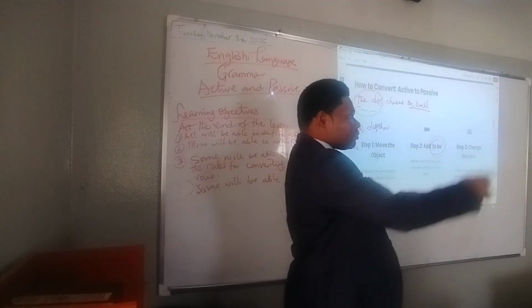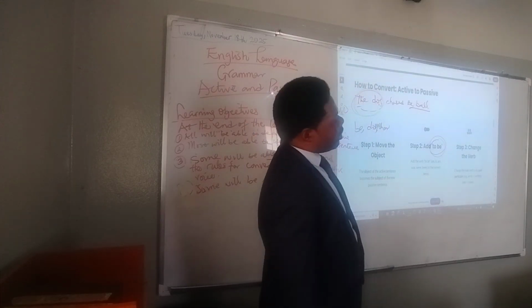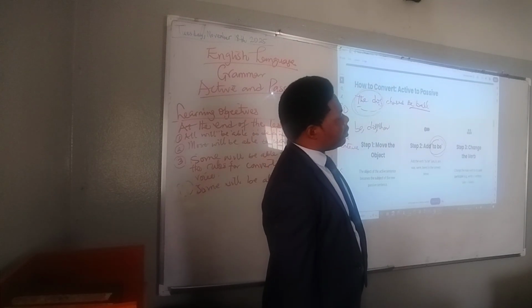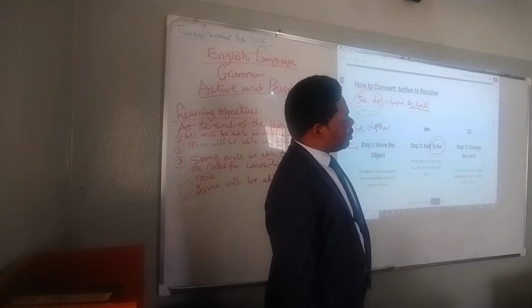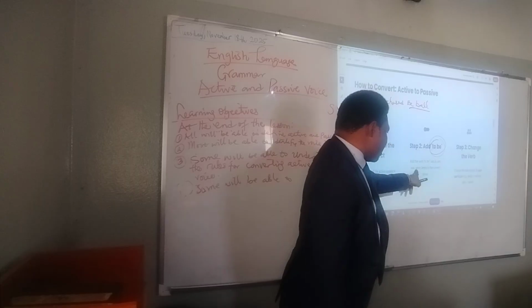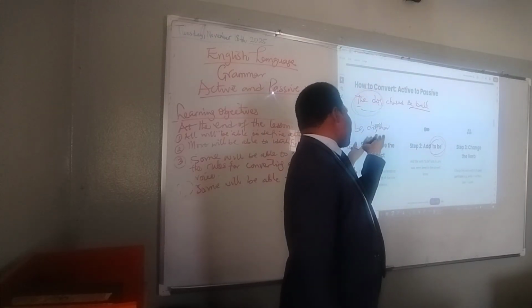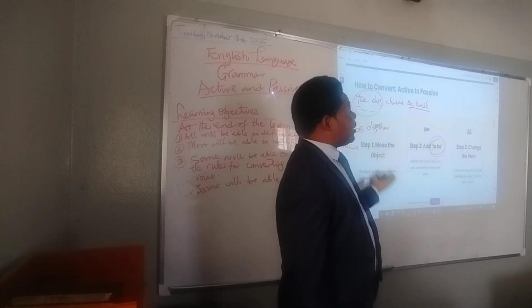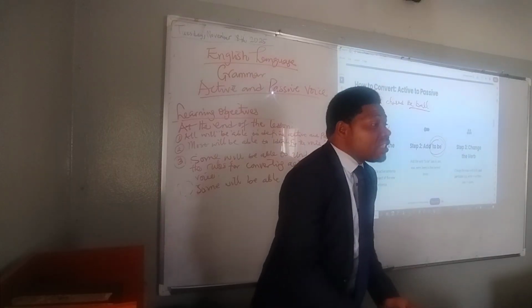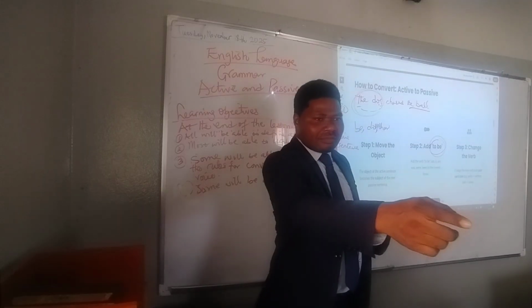Yes, question? For step 2 you said that we have to use am, is, are, was, were, been. Are there other verbs that we could use in place of that? Yes, I'm going to give you an example. Apart from these words, it could be "were" depending on the subject. Let's assume you have a plural subject, like "the teachers chase the students," right? Now, when you want to convert it, what do you say?